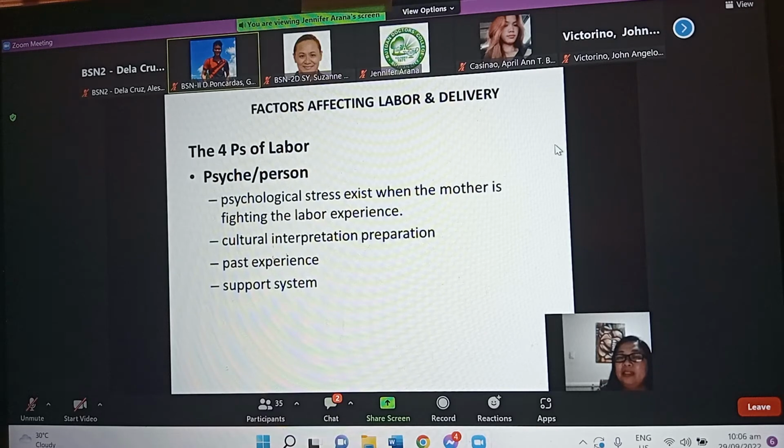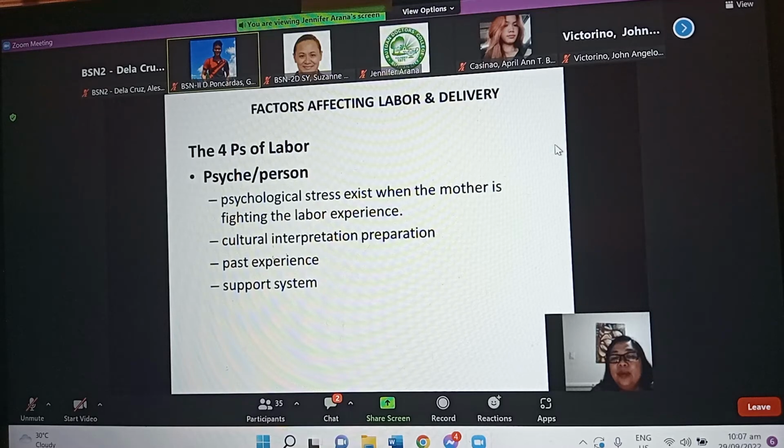The last P in the 4 P's of labor is the psyche or the person. Psychological stress exists when the mother is fighting the labor experience. Meaning, if the mother goes against the labor experience, it will just end up in stress. So that's why some relaxation techniques would say that you just go with the flow. Okay, when you're in labor, you just go with the flow. Do not try to fight it because it's a natural experience.